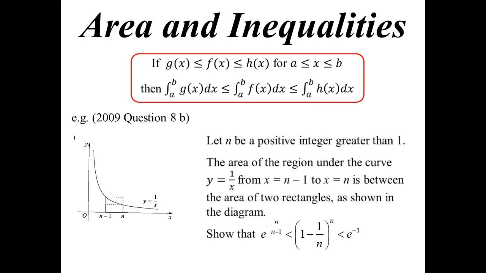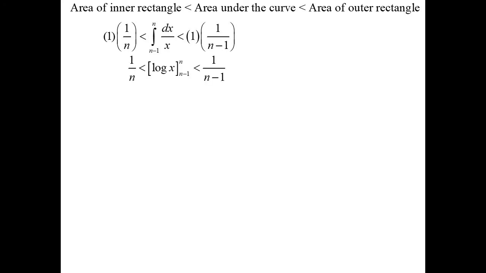Okay, so we're going to use that idea. The area of the inner rectangle will be less than the integral, will be less than the area of the outer rectangle. So the inner rectangle, well, it's got a width of 1, a height of, well, the curve was 1 on x, so it'll be 1 on n. And the right-hand side, the outer rectangle, the height was 1 on n minus 1. And our integral will be in between those two. So we have log x going from n minus 1 to n is in between 1 on n and 1 on n minus 1. So subbing into my log, I get the log of n on n minus 1.